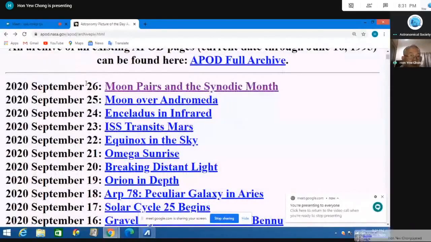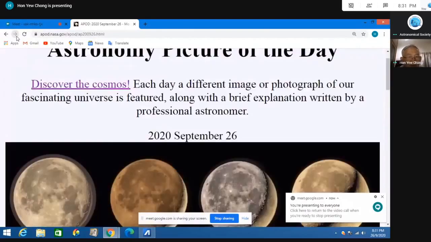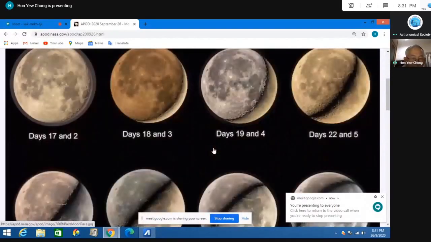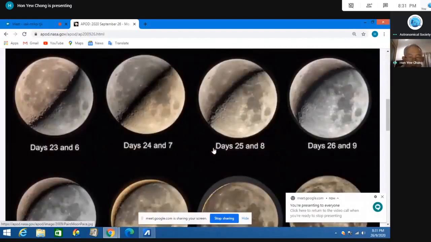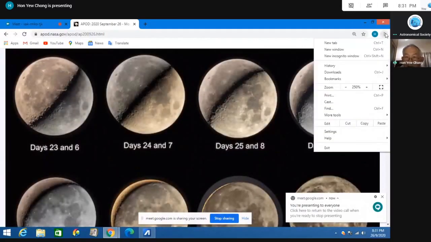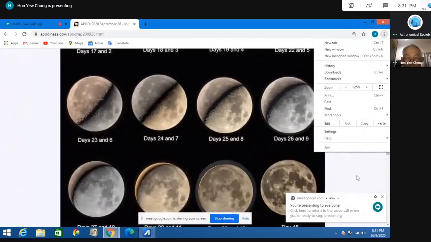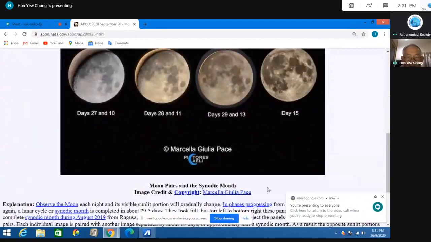Okay. So September 26th, moon phase and the synodic month. Very interesting, this month looks very interesting. I'll show you the picture and then I'll show you the description. So this is it. It's by Marcella Giulia Pace.